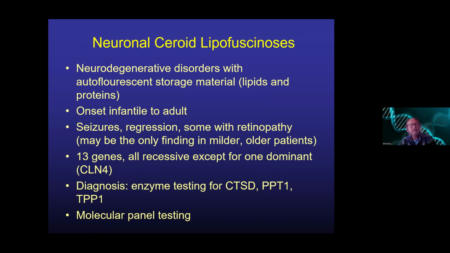Its onset is from infantile to adult. They develop seizures and regression. Some have retinopathy, which may be the only finding in milder, older patients. There are 13 different genes. All of them are recessive, except for one dominant, CLN4. Diagnosis can be made by enzyme testing on 3 of them that have enzymes. But really, we depend on molecular panel testing for all of this stuff.